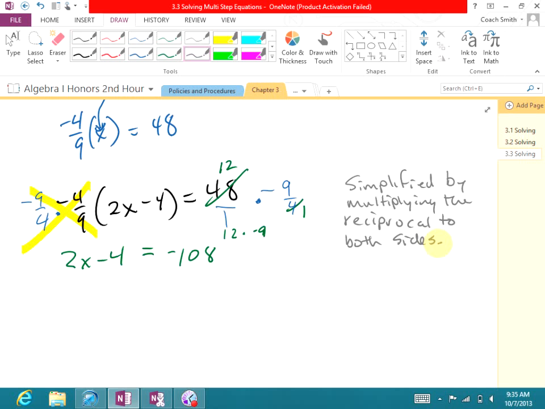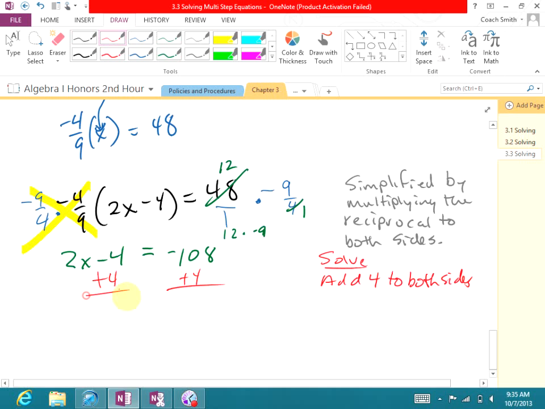Okay, so what I got to do to solve it? So we're going to solve here by adding 4 to both sides. Right, Matt Shelton? Okay, just making sure you're still with us over there. That cancels, leaving me with 2x is equal to, what is negative 108 plus 4? Brandon? Negative 104.